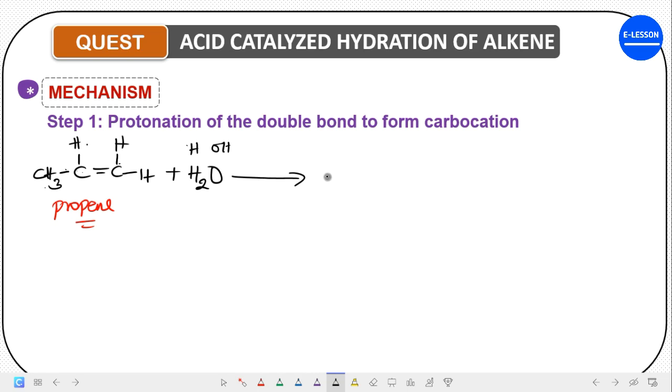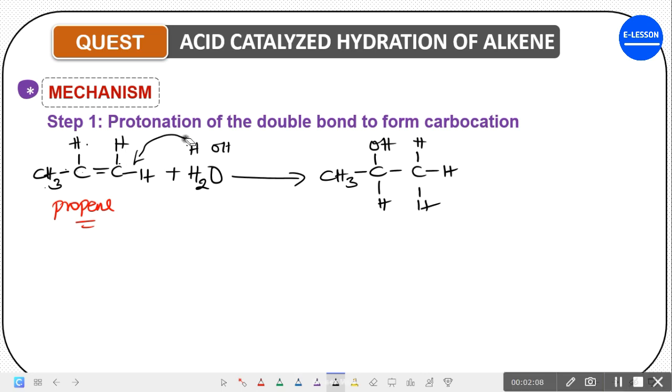So the product of this reaction will be something like this: CH3, then we have C, here is OH, then you have hydrogen, then you have CH3. Why? Because this hydrogen came here. Okay, so that is the product of this reaction. Now, how does this occur? What is the name of this product here? 1, 2, 3. This is propanol.